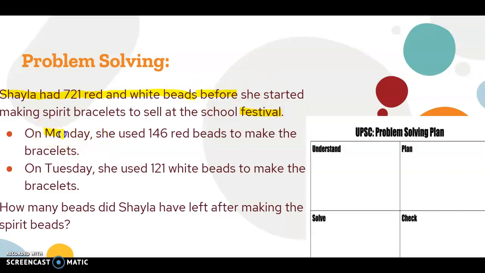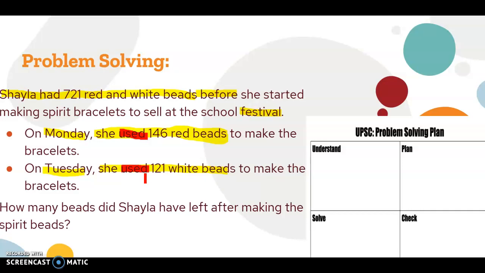And we also know on Monday she used 146 red beads. And on Tuesday she used 121 white beads. Now, I don't think that we mentioned the word used in our previous lessons. And again, if you're reading for understanding, you can pretty much figure out that used is an action word, and it's an action word for subtraction. And if you were thinking subtraction, yes, you're correct.